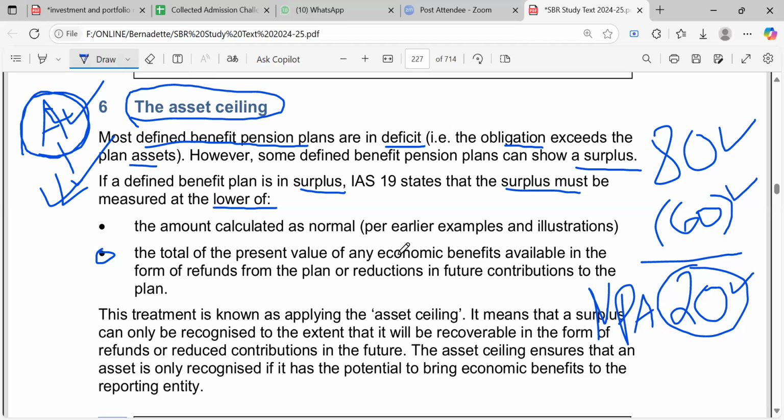That's why you say the present value of any economic benefits available in the form of refunds from the plan, or reductions in the future contributions into the plan. The entity has to contribute a certain amount. Maybe instead of contributing 10, you're told you're going to contribute only 8. So there is a reduction of 2 for the entity, a reduction of cost, it is like the earnings, right? So in fact, it's like the economic benefits.